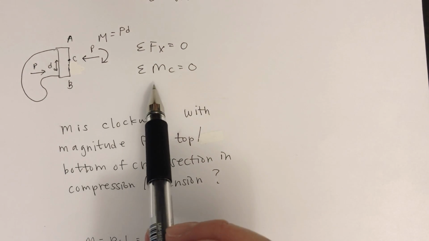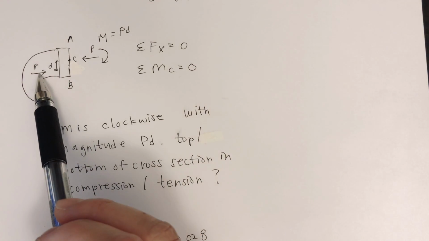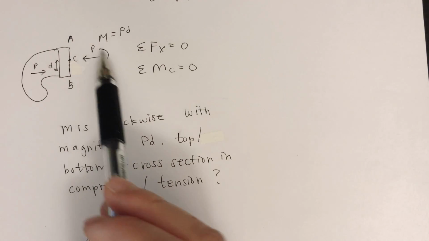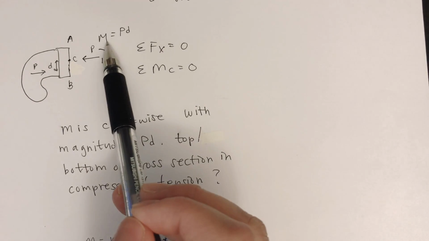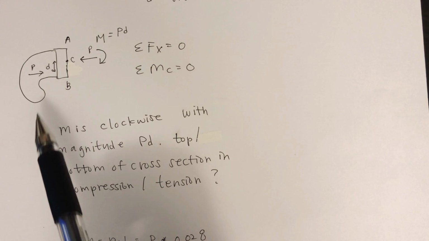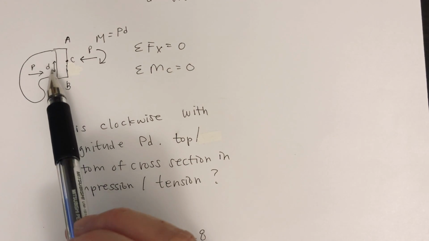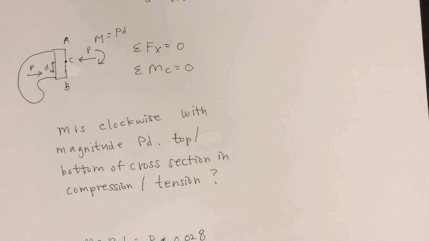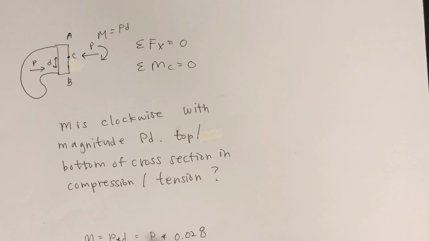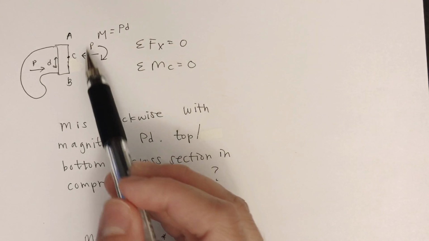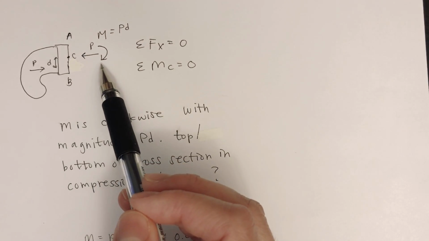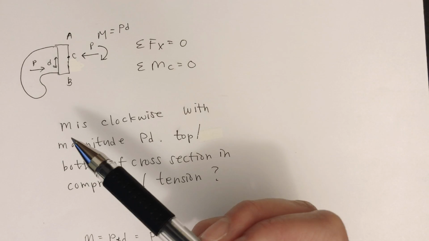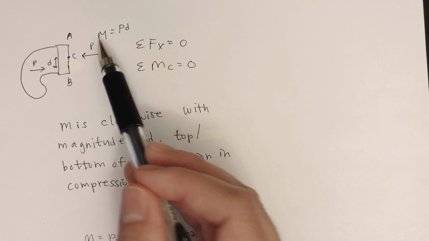Sum of the moments about C, it's a counterclockwise moment. So the moment here is a clockwise moment. And the moment is force times distance. Force times this moment arm right here, from the centroid to the force. Okay. So, can you tell me, is this the top or the bottom? Is the top in tension or compression? And the bottom, is it in tension or compression? The bottom is in compression, the top is in tension.